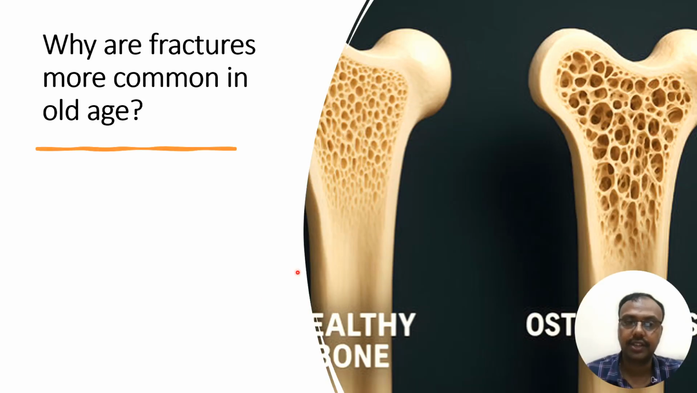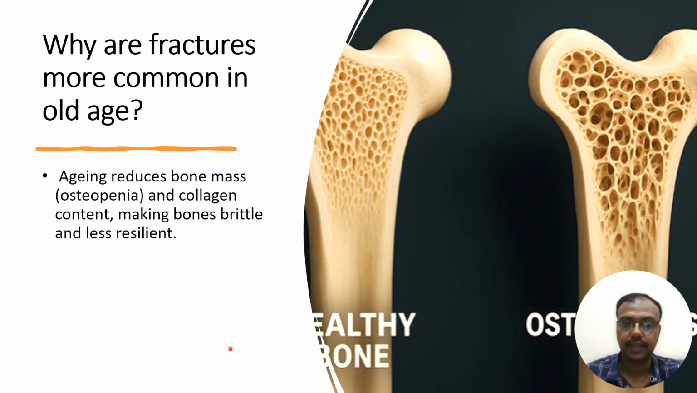Why are fractures more common in old age? Aging reduces bone mass, that's called osteopenia, and collagen content. That further leads to osteoporosis later, making the bones brittle and less resilient. This is a healthy bone, this is the osteoporotic bone.